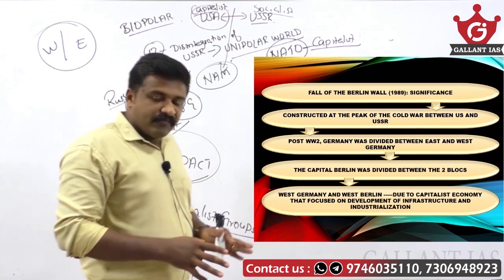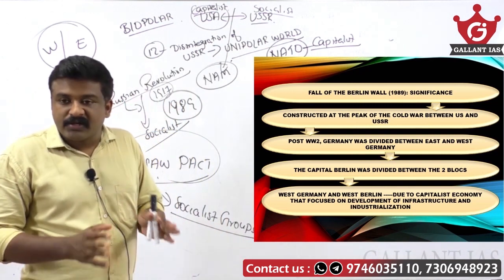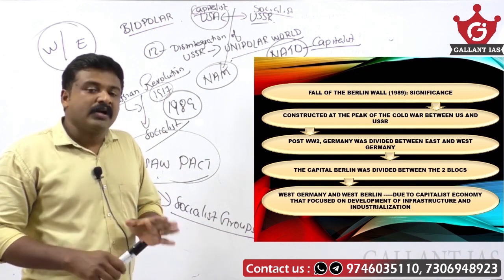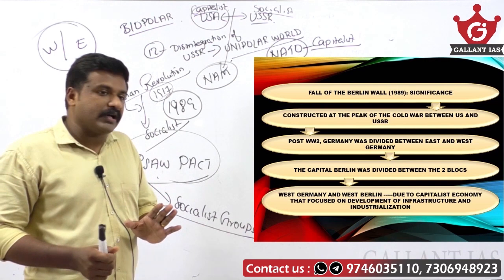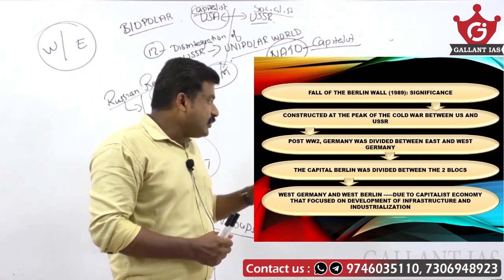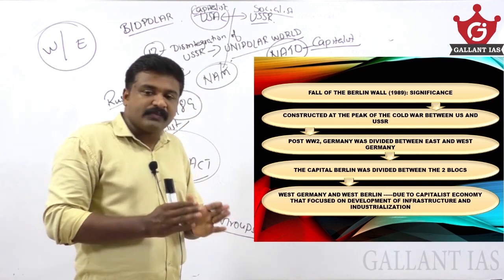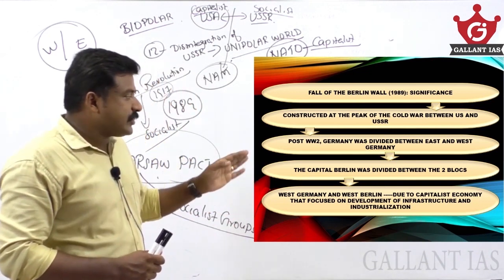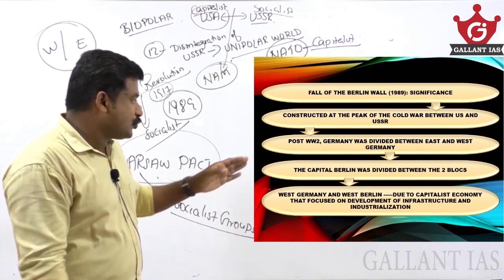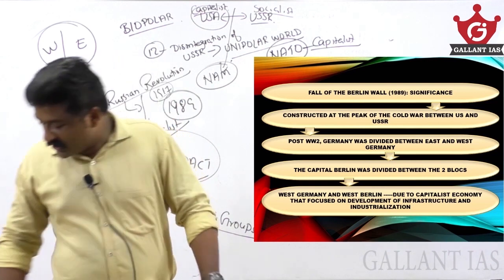So Germany, we have seen in World War II, was terribly defeated. So Germany was divided among the allied powers, or these winners. Here Germany is divided like West Germany and East Germany. Even the capital of Germany, Berlin, was also divided. West Germany and West Berlin were given to the capitalist bloc, with a capitalist economy that focused on development of infrastructure and industrialization. So what happened here?